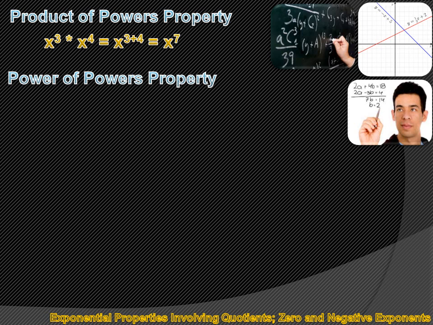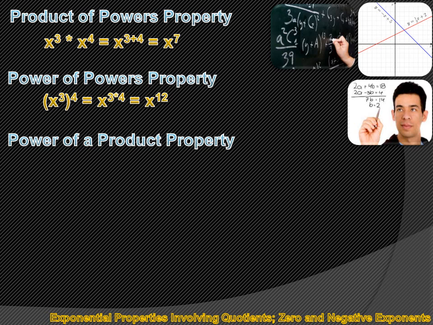We also talked about the power of powers property, and that just meant that if I had some number raised to a power, like x raised to the 3rd power, and I wanted to raise that expression to a higher power, let's say the 4th power, my answer is going to be that base raised to the product of those two powers, so x to the 3rd power raised to the 4th power equals x to the 3 times 4 power, or x to the 12th.